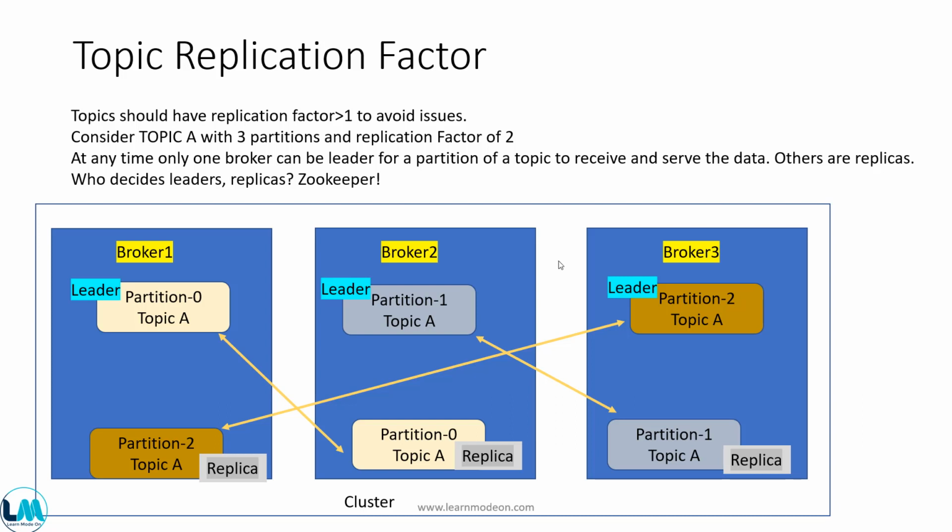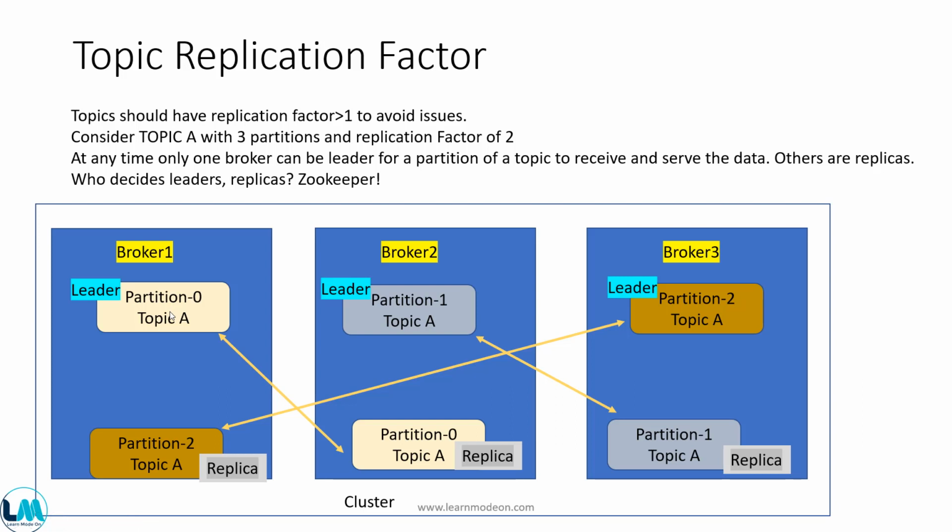Let's consider topic A with 3 partitions: partition 0, partition 1, partition 2, and these partitions are spread across a cluster. That is, partition 0 is stored in broker 1, partition 1 is stored in broker 2, and partition 2 is stored in broker 3. And we say that we want a replication factor of 2. That means each message should have an additional copy, which also means each partition should have an additional copy.